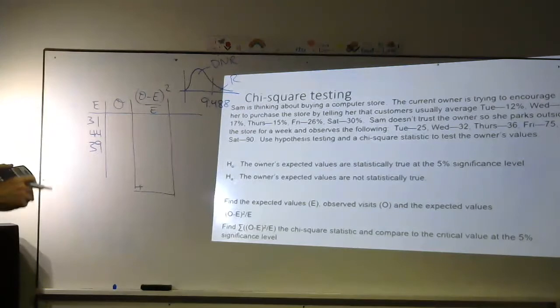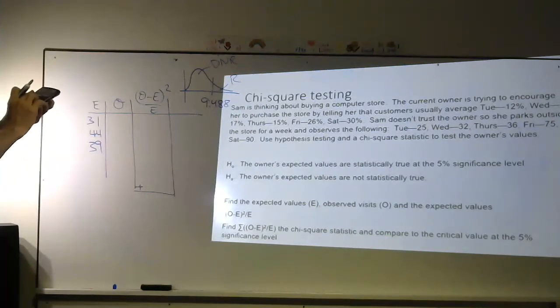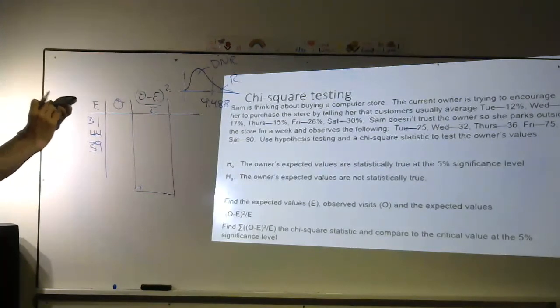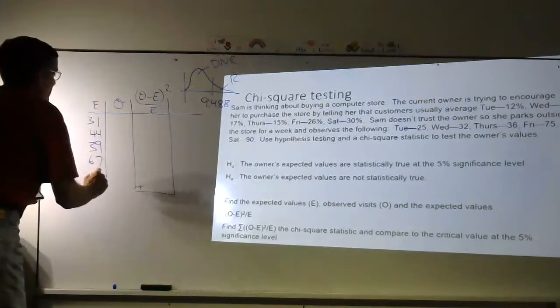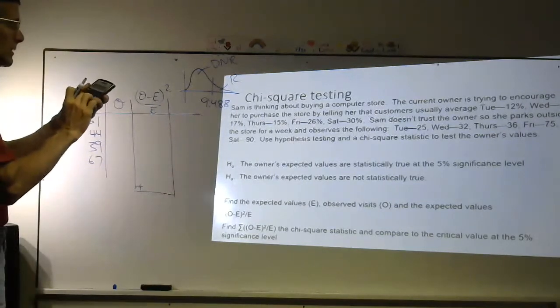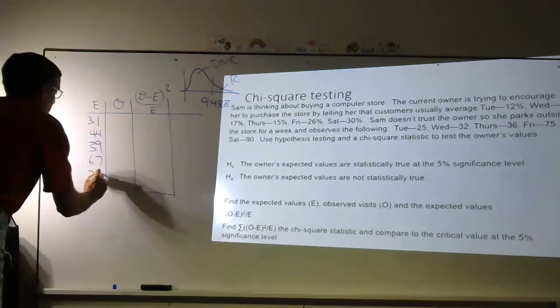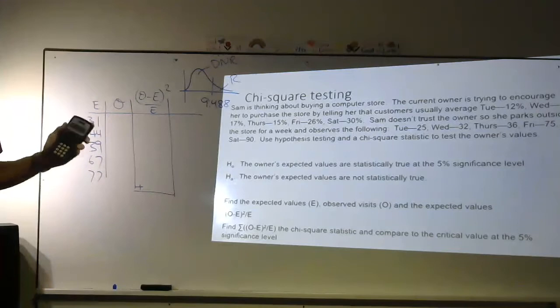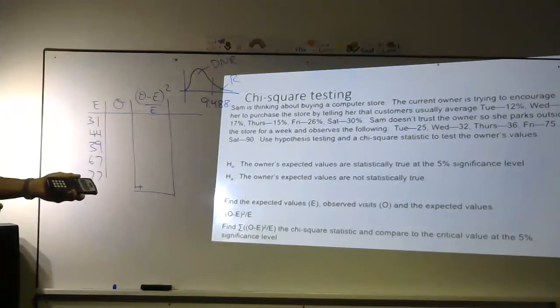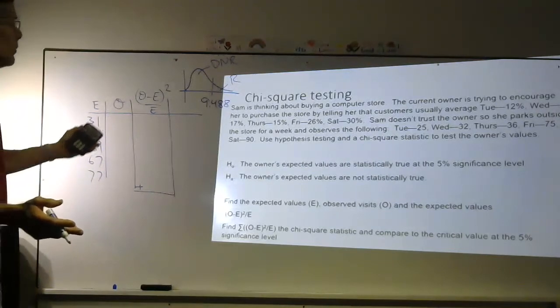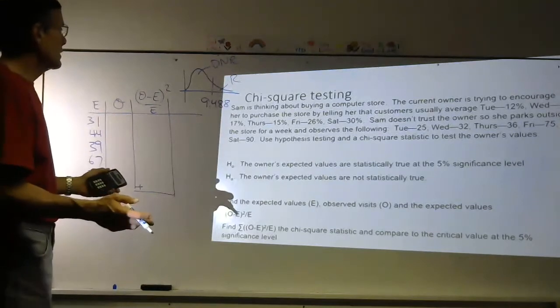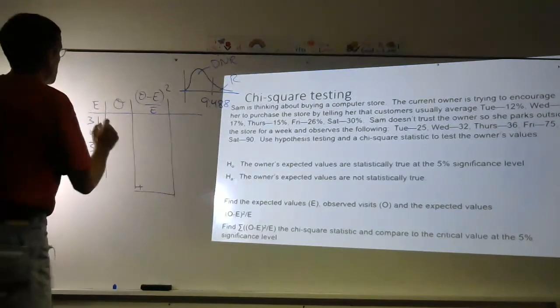Okay? I'm going to take 258 times 0.26. I get 67, and 258 times 0.3, and I get 77. There's the expected people that Sam was looking for. Okay? Now, what was observed?